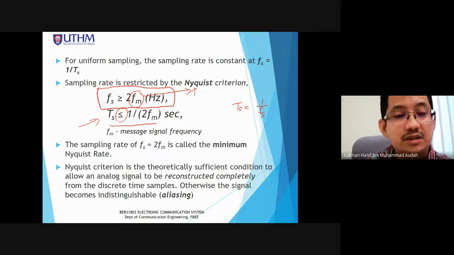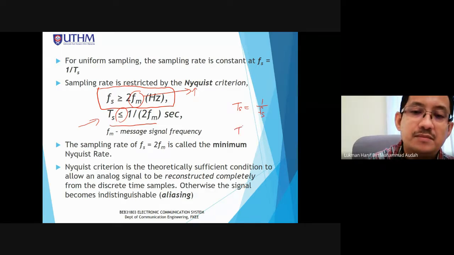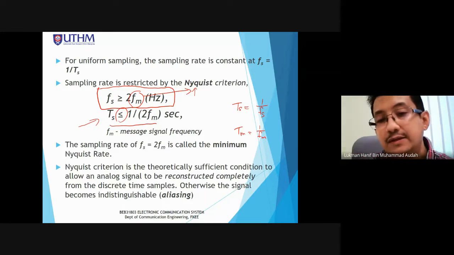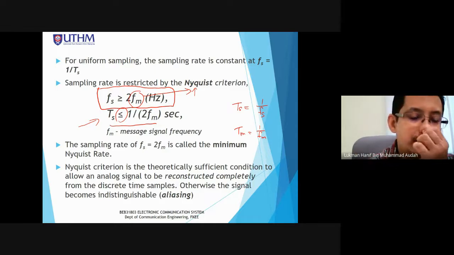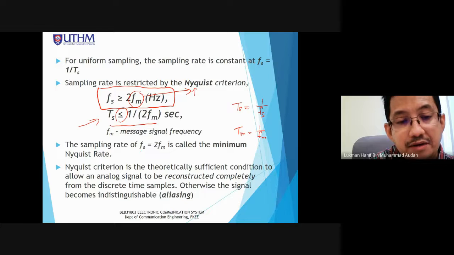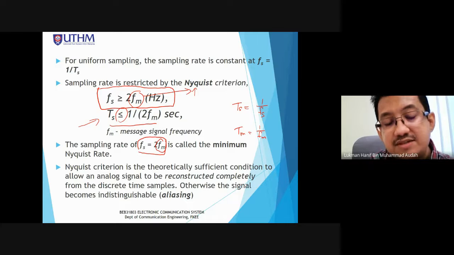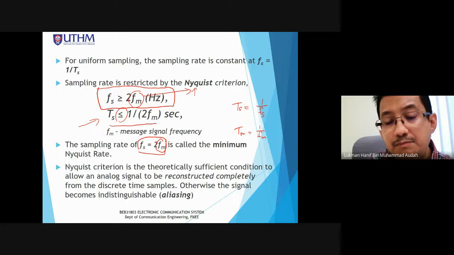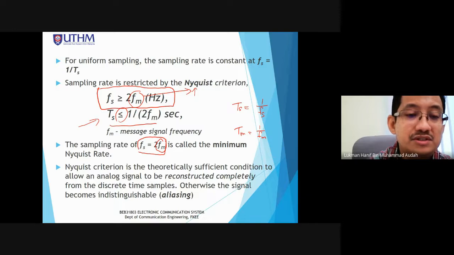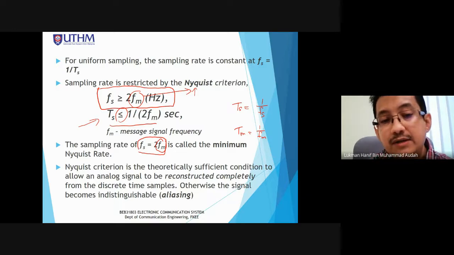tempoh input. TM. Remember, TM is equal to 1 over Fm, tempoh, one cycle of input. So Nyquist says that the minimum sampling rate is equal to 2 Fm. Again, Fm is the highest input frequency. Nyquist cakap paling kurang kita perlu sampel, paling minimum adalah sampling rate mestilah bersamaan dengan 2 kali ganda daripada the highest input frequency signal.